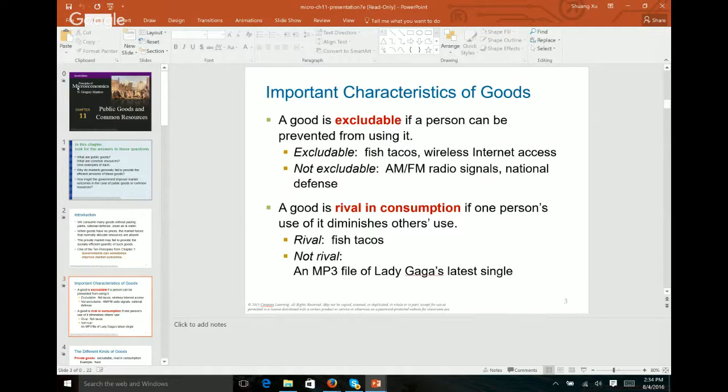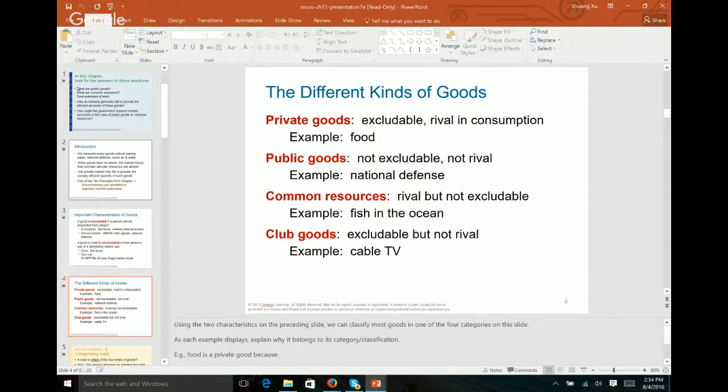All right. Make sure you know these four goods. What's a private good? It's excludable and rival in consumption, so both of them together. A public good is non-excludable and non-rival in consumption.